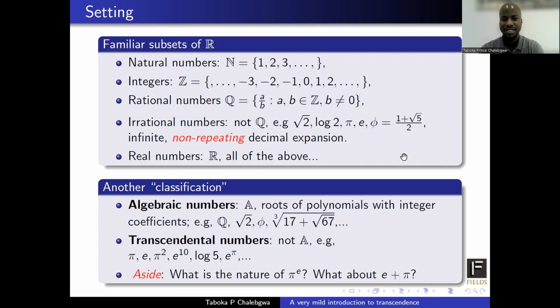Now, algebraic numbers are simply those numbers that we obtain as roots or zeros of polynomials with integer coefficients. So, for instance, the square root of 2 is obtained as a zero of the equation x squared minus 2 equals 0. And of course, the golden ratio, you obtain it by solving the equation x squared minus x minus 1 equals 0. And we also have all manner of algebraic numbers that you can think of. Typically, whenever you obtain a solution of a non-zero polynomial with integer coefficients, then what you obtain is an algebraic number.